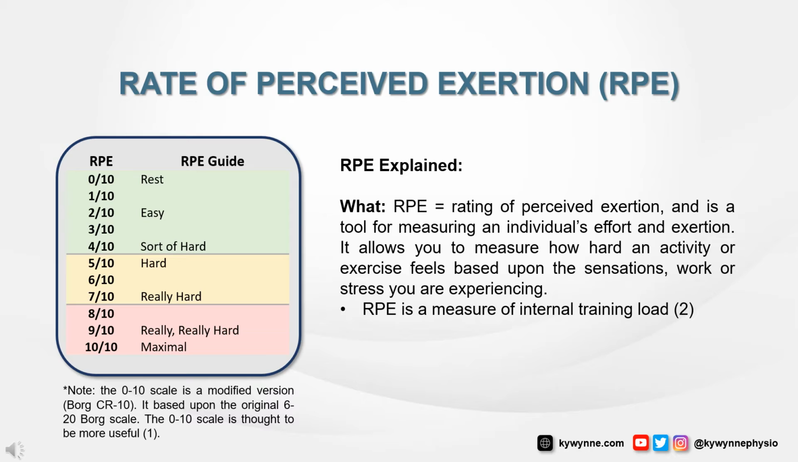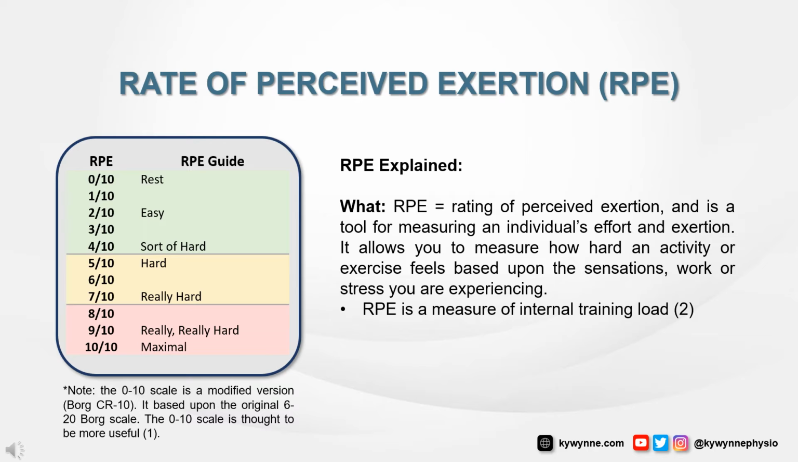RPE stands for Rating of Perceived Exertion and is a tool for measuring an individual's effort and exertion. It allows you to measure how hard an activity or exercise feels based upon the sensations, work, or stress you're experiencing. RPE is a measure of internal training load. Internal training load is a measure of how the body reacts physiologically to the workload of a certain session.